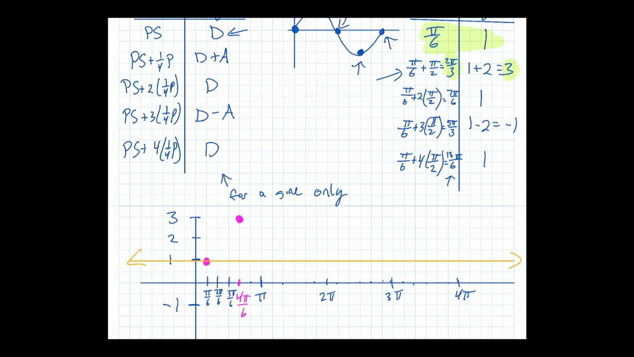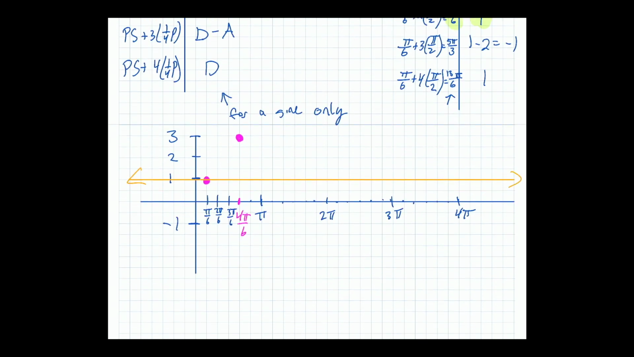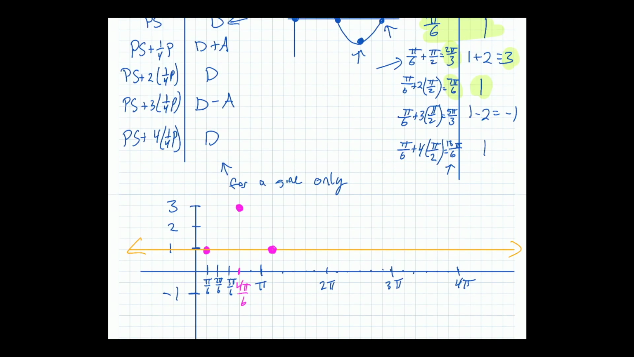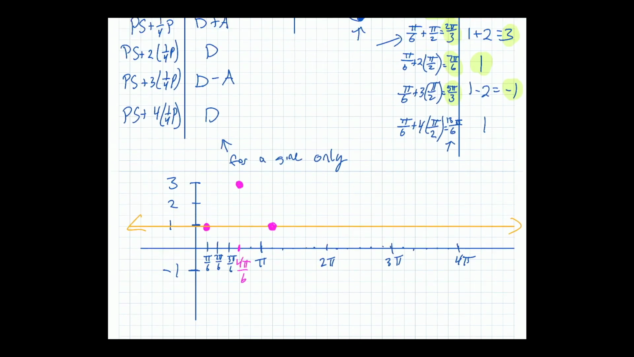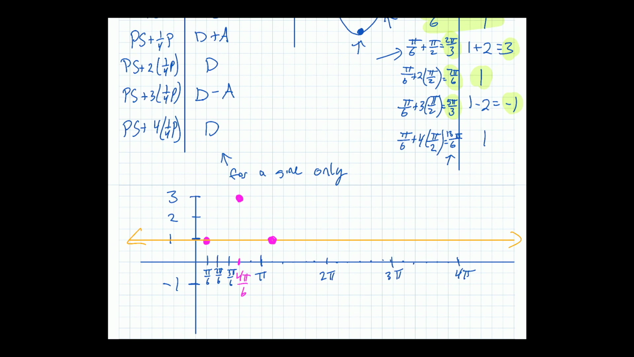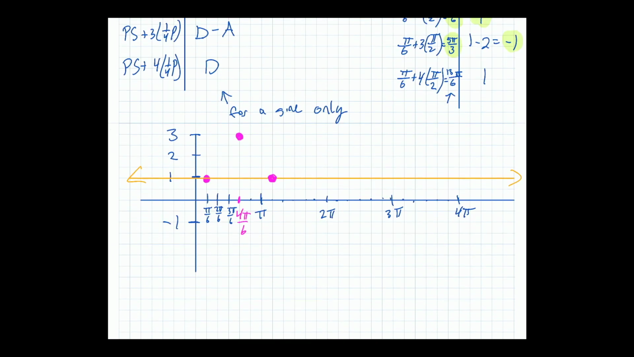The next one is 7 pi over 6 comma 1. 7 pi over 6 is 1 box past pi. So that's here. Then we've got 5 pi over 3, -1. 5 pi over 3 is 10 pi over 6. So that's 10 boxes. 1, 2, 3, 4, 5, 6, 7, 8, 9, 10. So here. 10 over 6 pi. That's supposed to be at -1. That's done here.